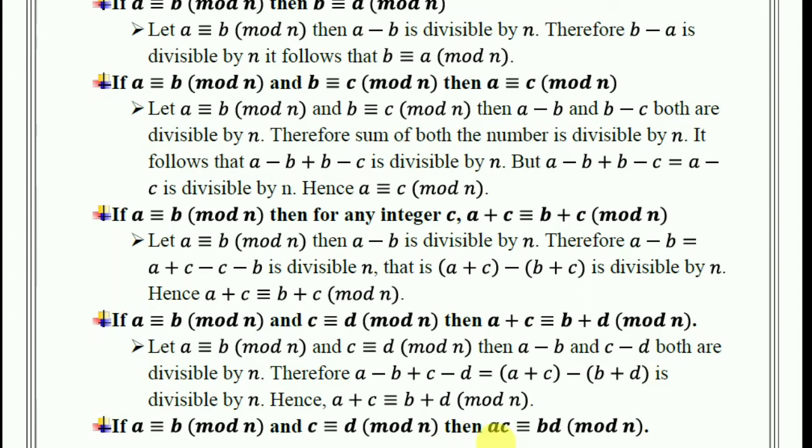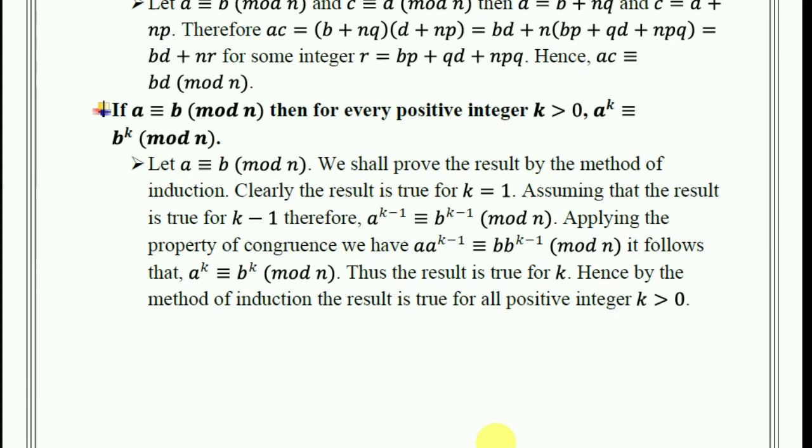Now, a congruent to b mod n and c congruent to d mod n, then ac is congruent to bd mod n. This property I will use here, because a is congruent to b mod n and a to the power k minus 1 is congruent to b to the power k minus 1 mod n. It means a times a to the power k minus 1 is congruent to b times b to the power k minus 1 mod n. It follows that a to the power k is congruent to b to the power k mod n, and this result is true for integer k. Hence, by induction, the result holds for every positive integer k.